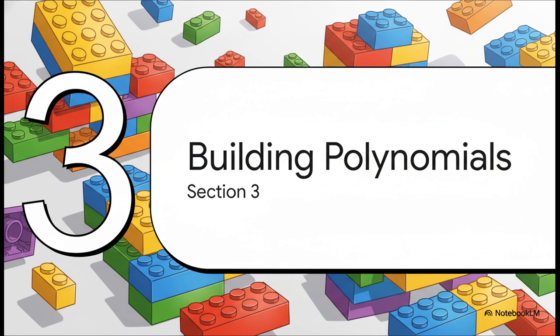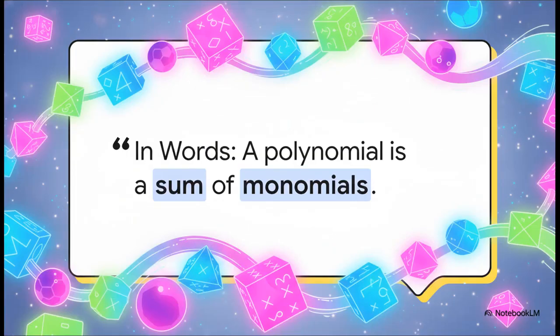All right, so we've got our fundamental Lego brick, the monomial. What's next? Well, we start snapping them together to build something bigger. And that's where the polynomial comes in. And would you believe it? This is the big secret. The whole thing. A polynomial is just a bunch of monomials added or subtracted from each other. That's it. It's that simple. It's just a chain of those building blocks we just mastered.